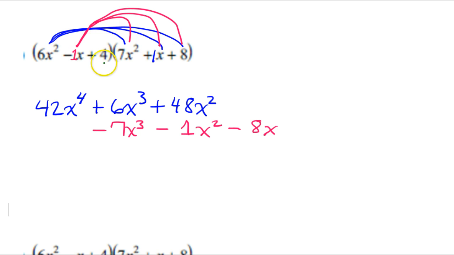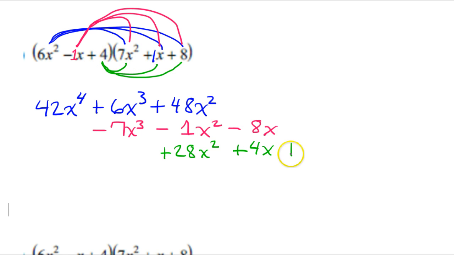Alright, last but not least, I will distribute the 4. Alright, 4 times 7 is 28, and then you've got your x squared, so that'll be positive 28x squared. Again, lining up the like terms. Now 4 times 1 is 4, and then I'll have the x, so positive 4x, and then 4 times 8 is 32.